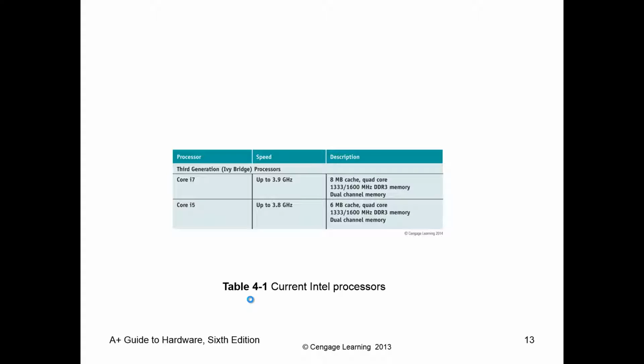Next, it can handle either 1333 or 1600 megahertz DDR3 type memory. The thing to note is the dual channel memory. We haven't gotten to memory just yet, that's at the end of this chapter. But dual channel memory is essentially two pieces of memory working in tandem so that they can complete tasks quicker.